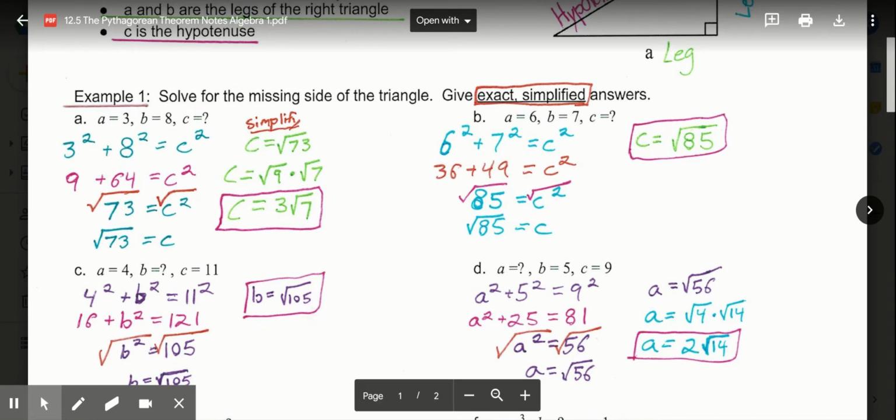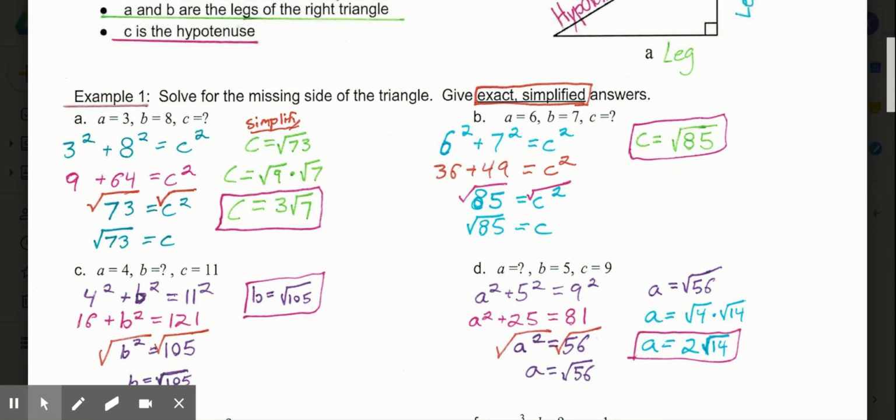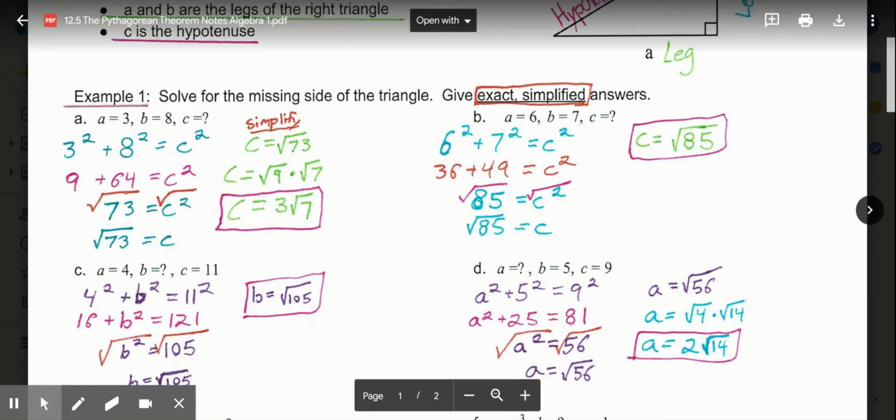In part B, we have a equals 6, b equals 7, and c is our question mark. We set it up again, a squared plus b squared equals c squared, or 6 squared plus 7 squared equals c squared. That gives us 85 equals c squared, which is the square root of 85. Can the square root of 85 be simplified? No, it cannot. So our answer simply is c is the square root of 85.